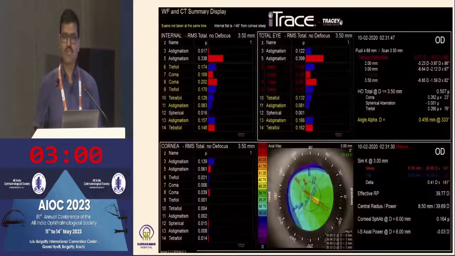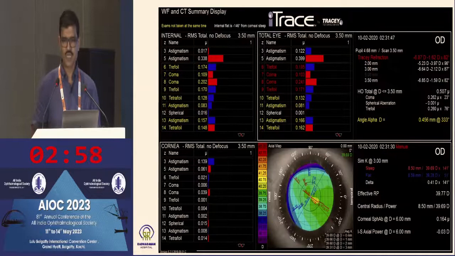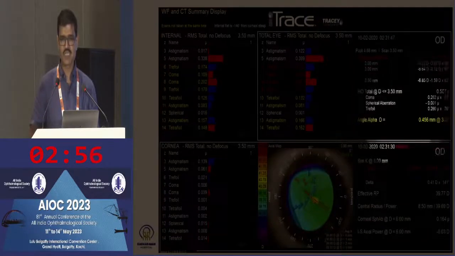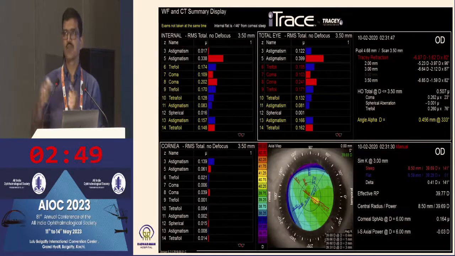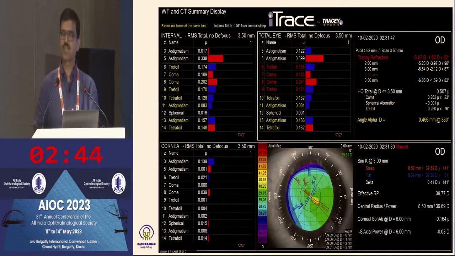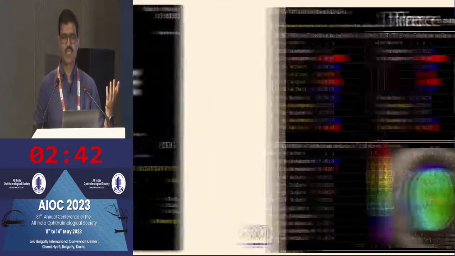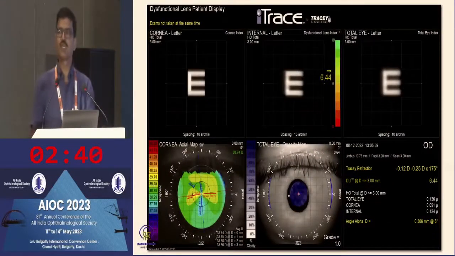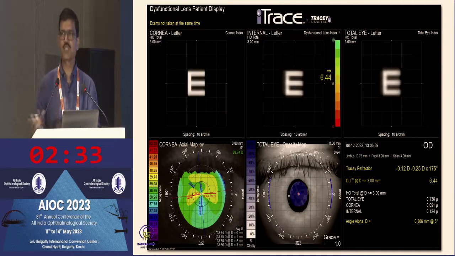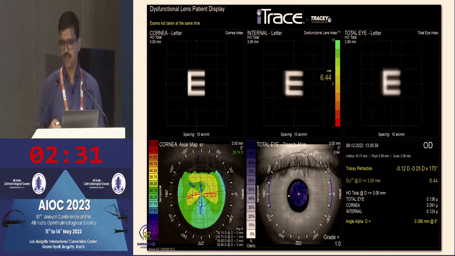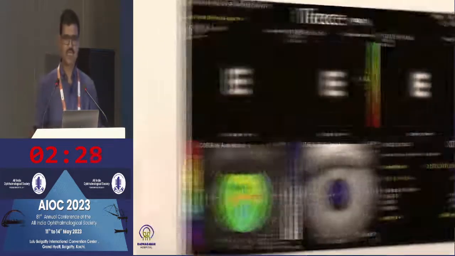So what happens when the total spherical aberration goes onto the negative side is, this is one patient wherein you can see the spherical aberration of the total eye is minus 0.001 micron. This is a post-operative reading of a patient. The patient came to me very dissatisfied with the quality of vision he had, and when I subjected him to the EyeTrace and then the dysfunctional lens index, look at the distortion the patient is having from the internal plane. Nothing wrong, everything superb, very well done surgery, but still the patient is not having a very crisp vision because the total resultant spherical aberration was on the negative side.